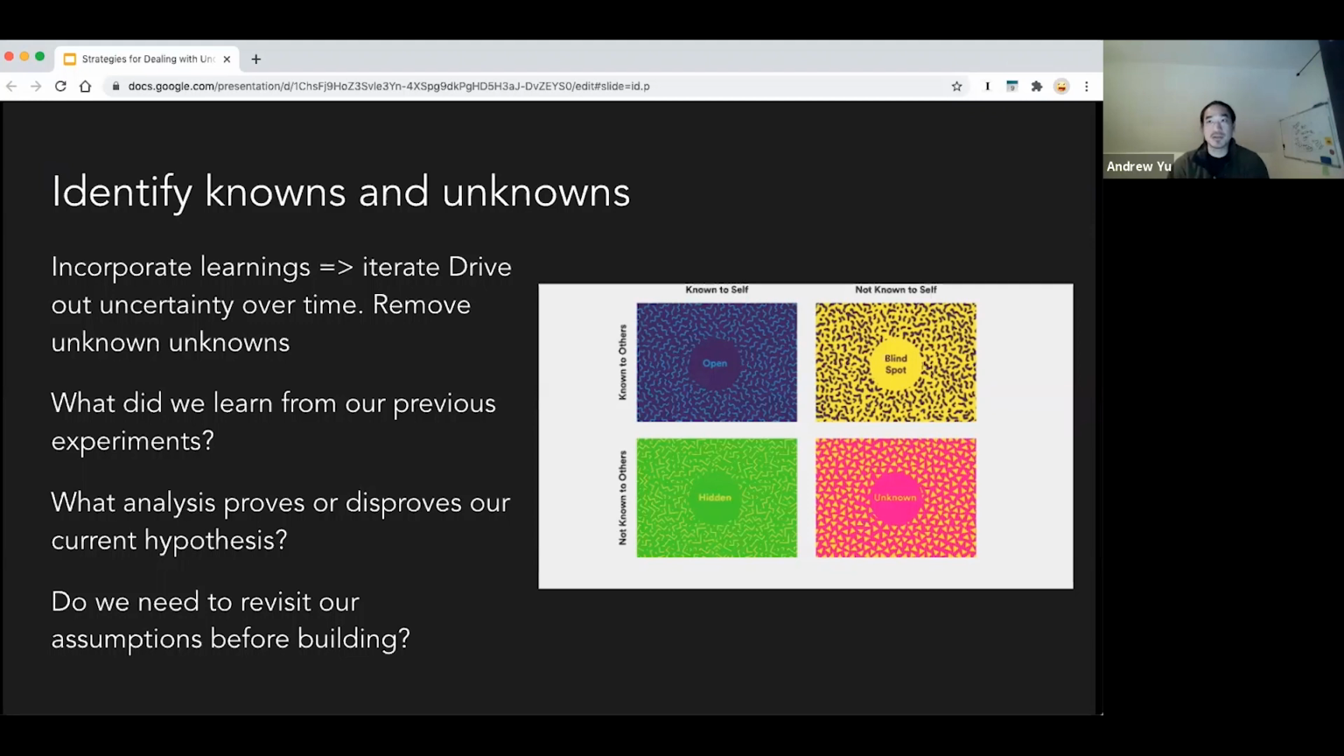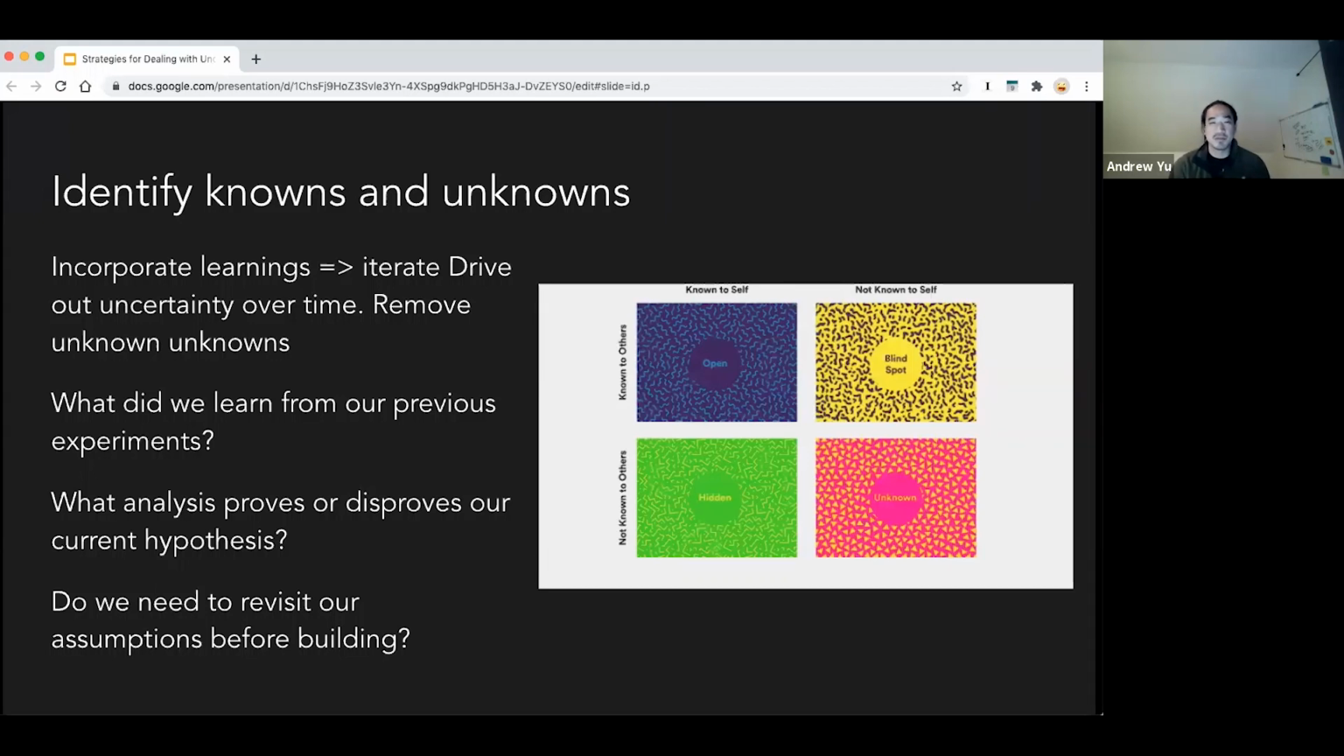And so those things are super helpful when you're defining strategy for the next big project or the next big initiative for your team. And then of course, identifying the unknowns is equally, if not more important. So writing down, what did you actually learn from previous experiments? What analysis actually proves or disproves some hypotheses that we have? And then my favorite, which is my favorite because it's the most difficult, which is, do we need to revisit our assumptions before building?